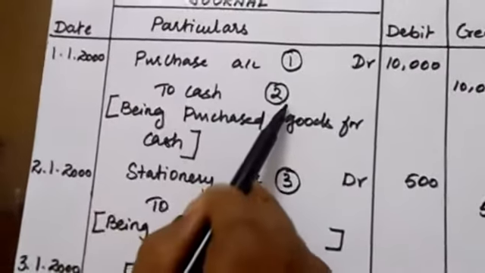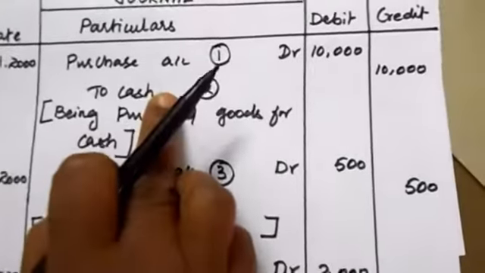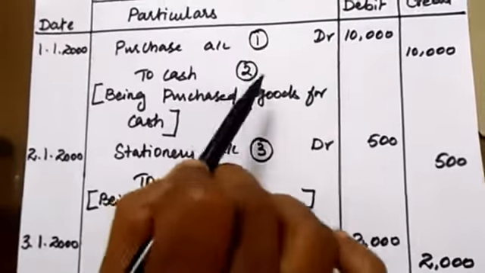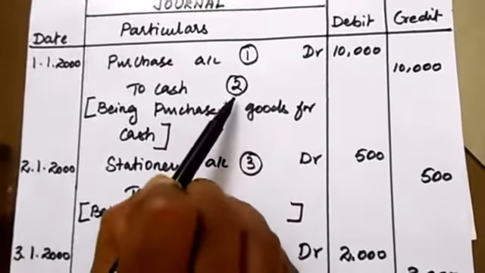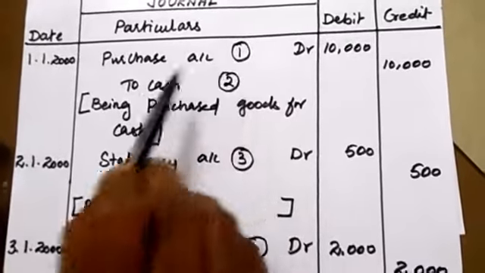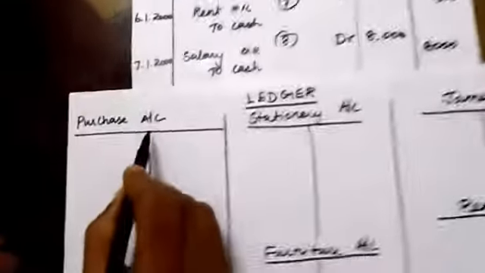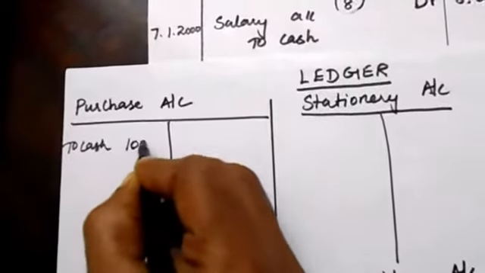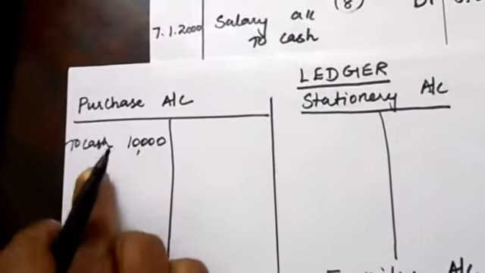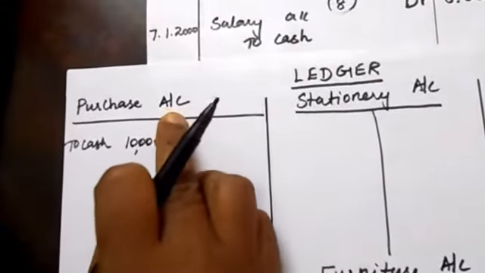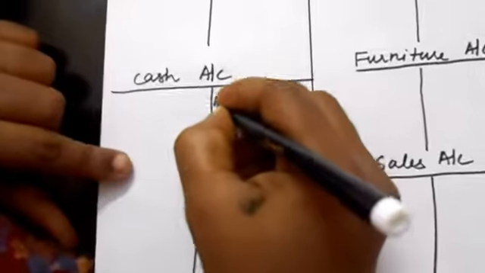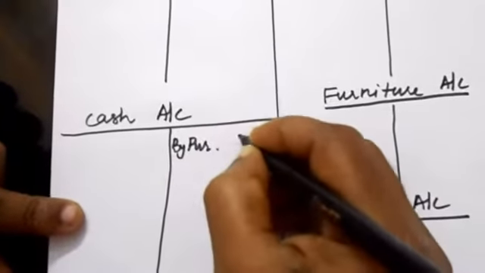See the first transaction, purchase account debtor to cash. You have to enter this transaction in both accounts, because we have purchase account as well as cash account. Just see this, purchase account debtor to cash. Come to purchase account, enter cash: To cash, 10,000. So you have entered cash under purchase account. In the same way you have to enter purchase in the cash account on the opposite side: By purchase, 10,000.